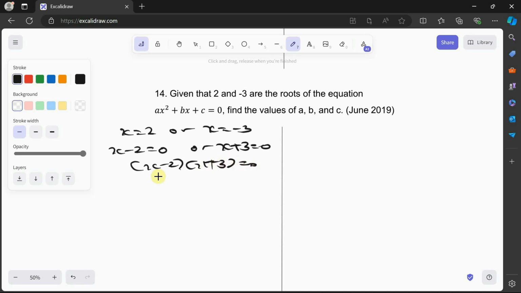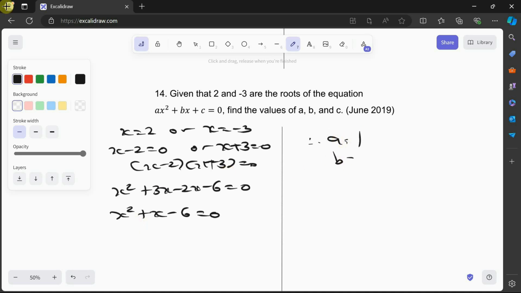Let's multiply. x times x is x squared, plus 3x minus 2x minus 6 is equal to 0. And x squared plus 3x minus 2x will give me plus x minus 6 is equal to 0. So therefore our a, which is the coefficient of x squared, is 1. Our b, which is the coefficient of x, is 1. Our c, which is the constant, is minus 6.